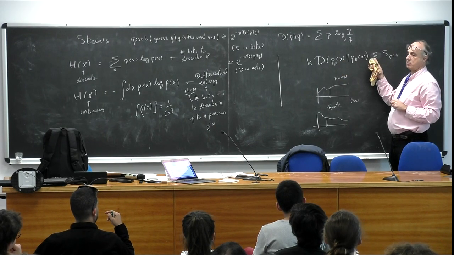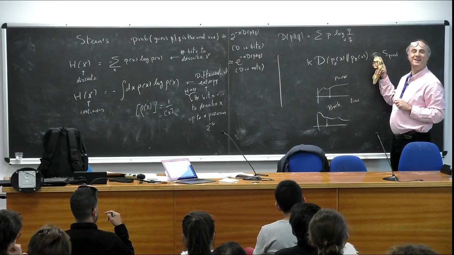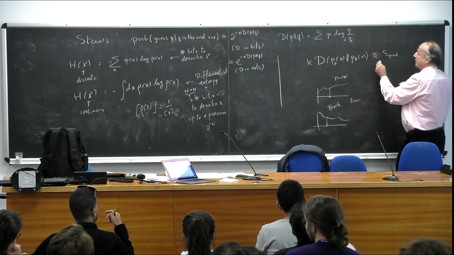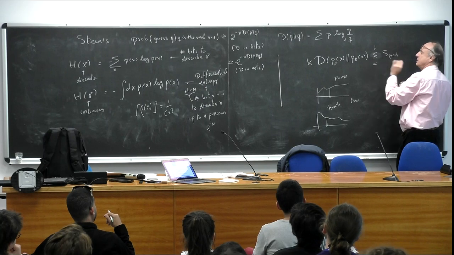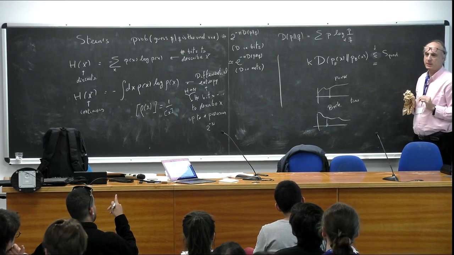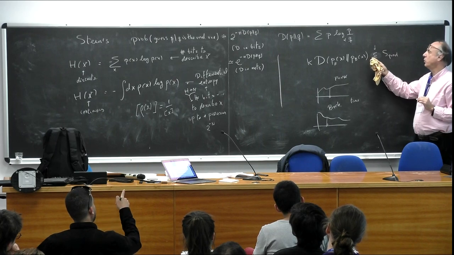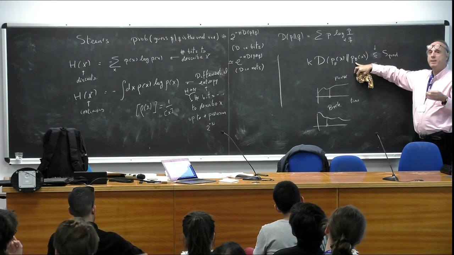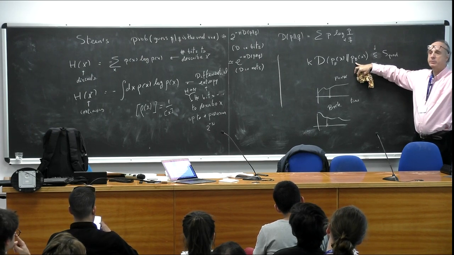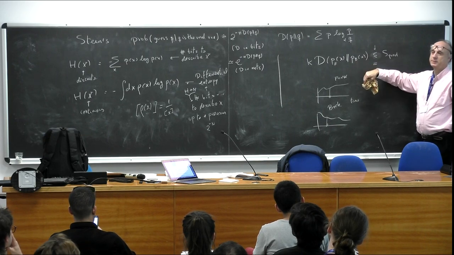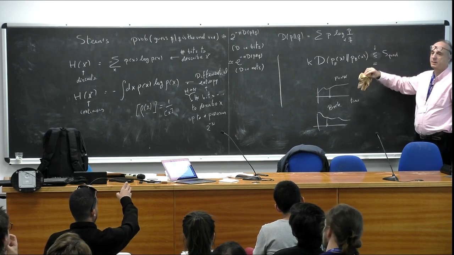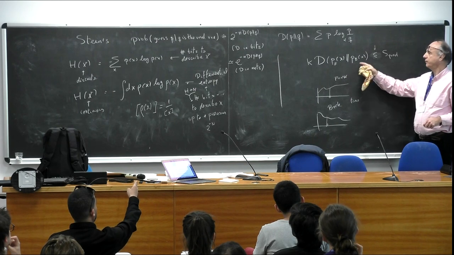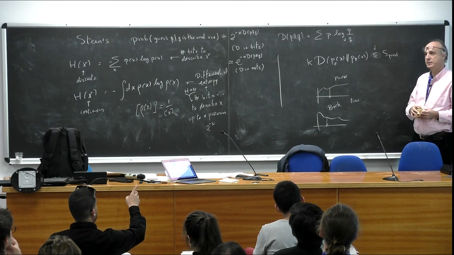Sometimes this is equal, sometimes this is less than, and we know when. If you observe reversibility in a process, maybe there is some hidden entropy production there. In equilibrium, of course, this is zero, and this is zero, and this is zero.